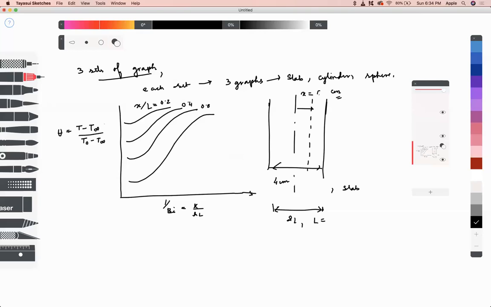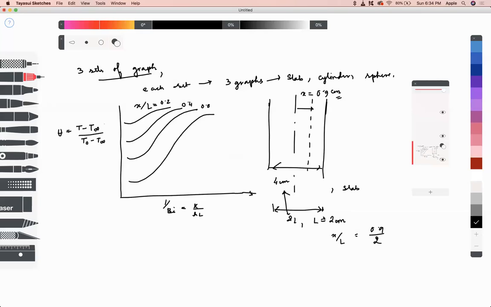Let's say x equals to 0.9 centimeter. Okay, so this is your twice L. Entire length 4 centimeter is essentially twice L. So L is 2 centimeter. So your x by L will be 0.9 divided by 2.